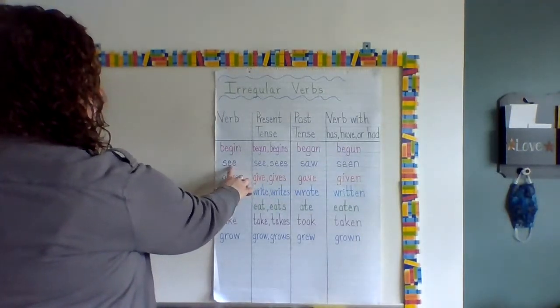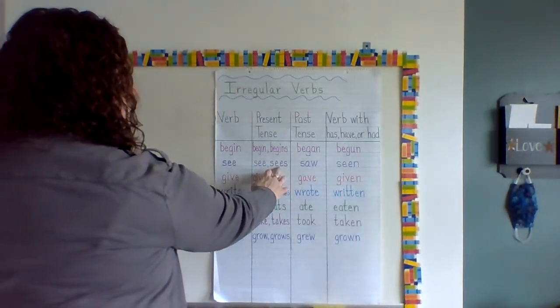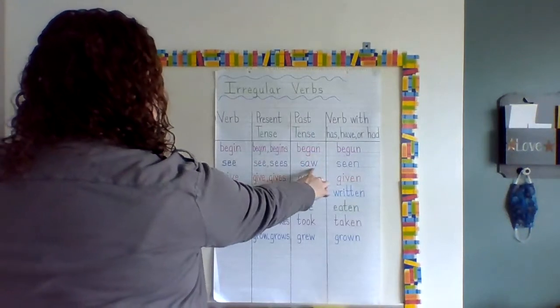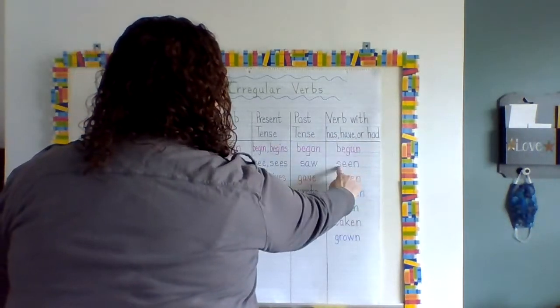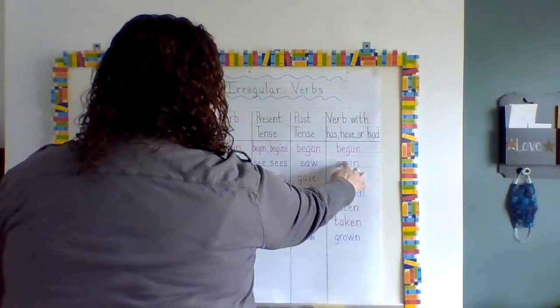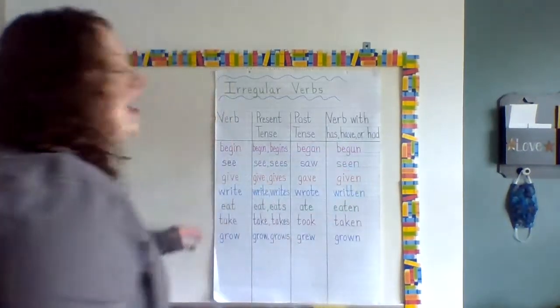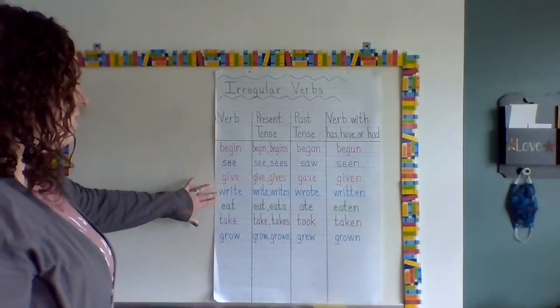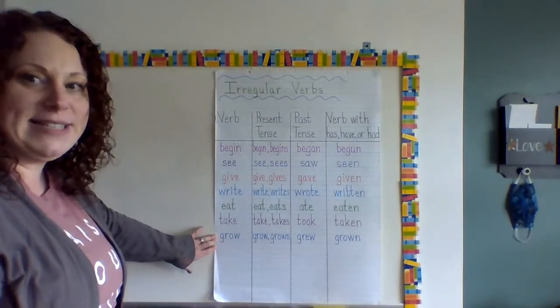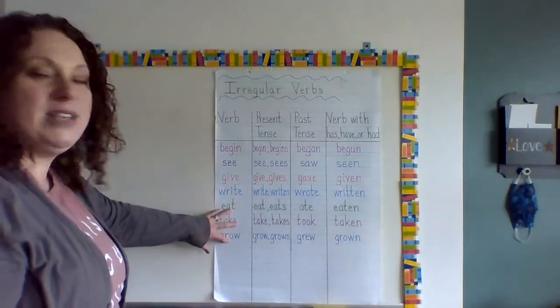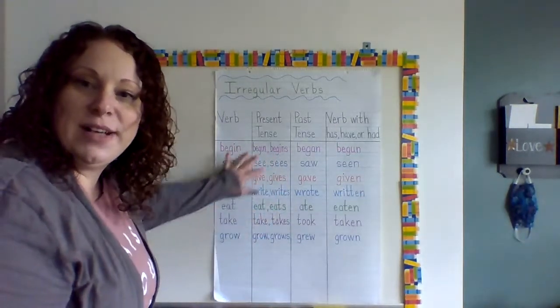Word see, present tense would be see or sees. Your past tense would be saw. And then your verb with has, have, or had before it would be had seen or has seen, okay? And we have some other examples too for the word give, write, eat, take, and grow. I'm sure there's a lot more examples. I just did, honestly, what's in your workbook. I just made mine a little more colorful.